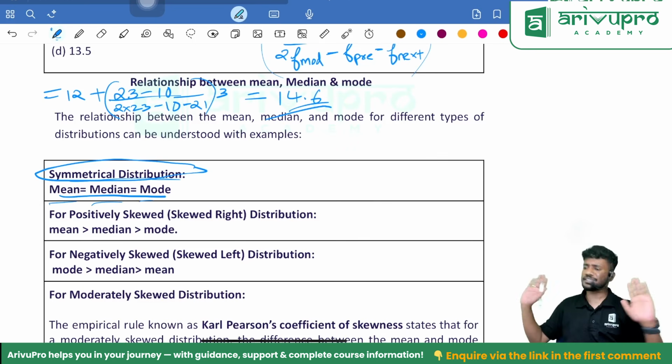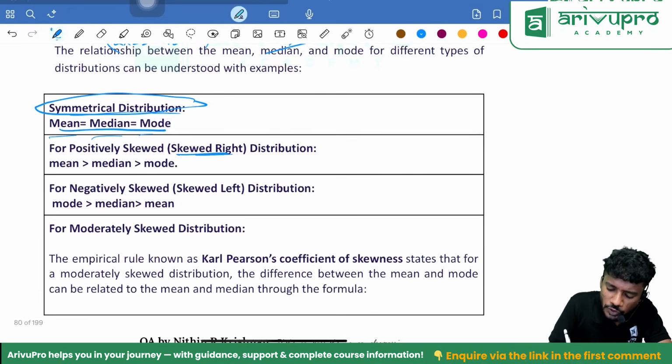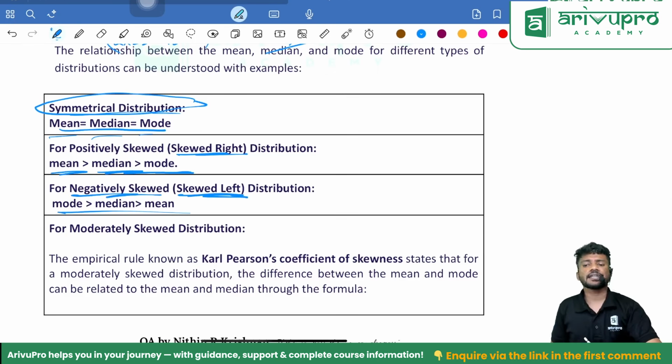All the things are same. Then, for positively skewed distribution or skewed to the right, mean is greater than median, which is greater than mode. And for negatively skewed or skewed to the left, mode is greater than median, which is greater than mean.